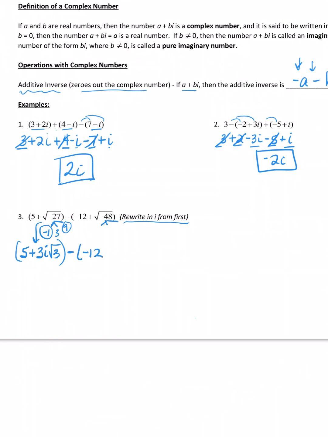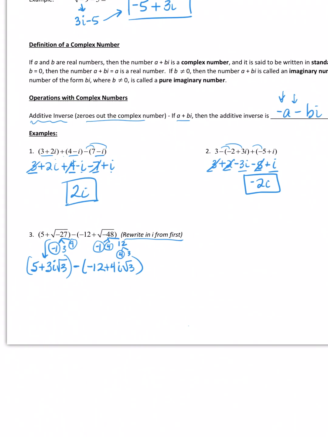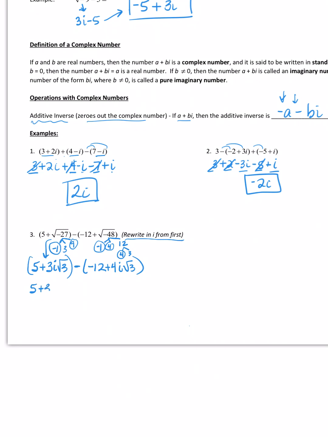Now 48, let's look at this. Be -4 times 12. If I keep factoring this out, that's 4 times 3. So now, if I look at this, I have two 4s. So I can take a 4. The square root of -1 is i, and that leaves me the square root of 3. Now it's in standard form. Now I can proceed where I was before. So I will say 5 plus 3i square roots of 3. Distribute the negatives, so it'll be plus 12 minus 4i square roots of 3.